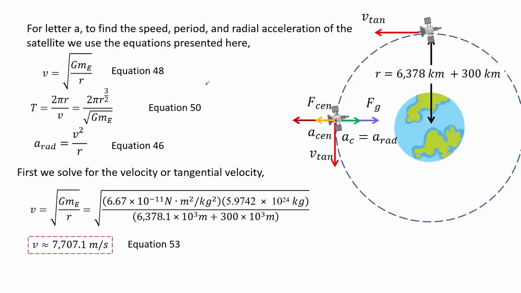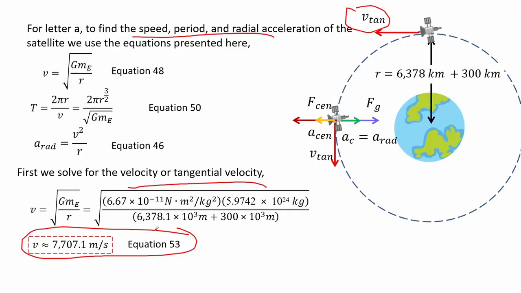For letter A, to find the speed, period, and radial acceleration of the satellite we use the equations shown here. First we solve for the velocity, or specifically the tangential velocity, and we obtain the value shown in equation 53. So the satellite moves about 7,000 meters per second.